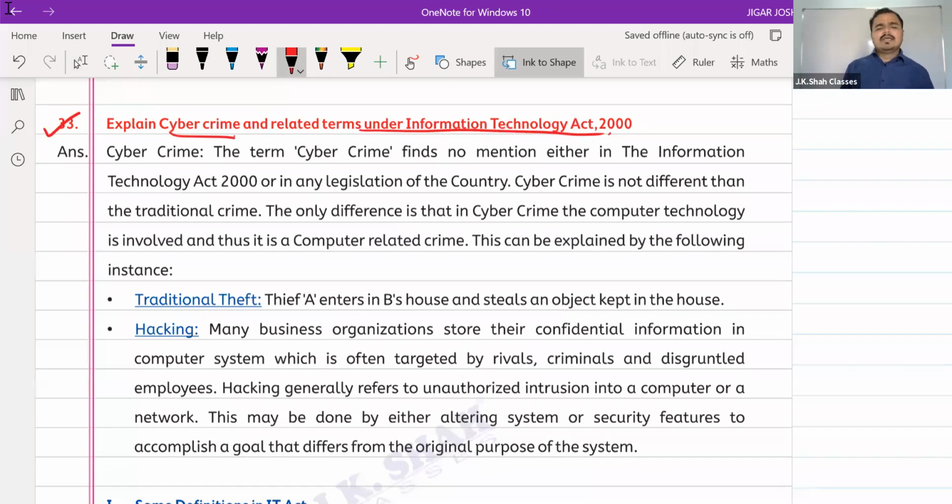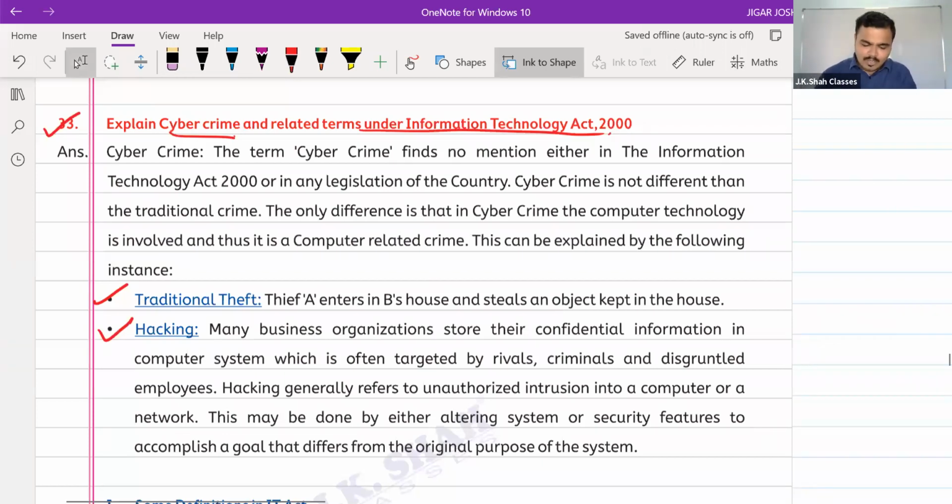Now, earlier it was traditional theft. I used to physically enter your premises. I used to copy the data. I used to steal the resources. But now, as such, none of these things are needed. Nowadays there is only one thing which is working fantastically, and that's called hacking. Yes, sir.